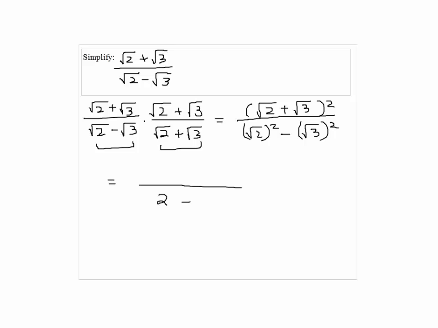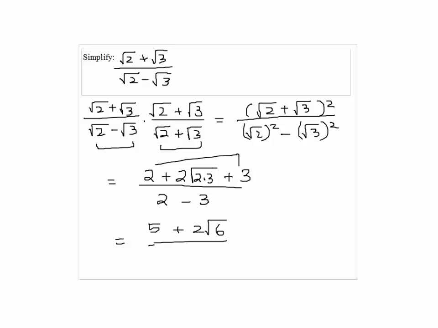So the bottom becomes 2 minus 3, and in the numerator we have 2 plus 2 times the square root of 2 times 3, plus 3. So we have 5 plus 2 square root of 6 over negative 1. So the answer is negative 5 minus 2 square root of 6.